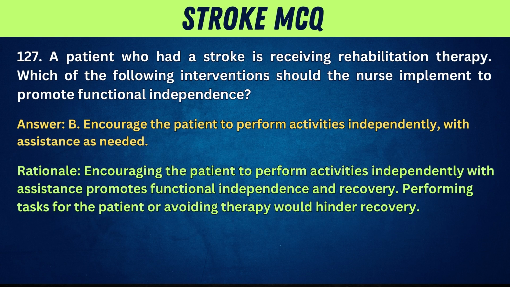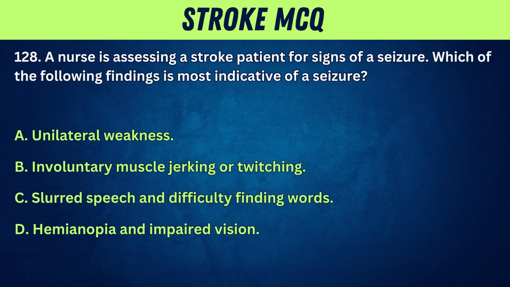B. Encourage the patient to perform activities independently, with assistance as needed. Rationale: Encouraging the patient to perform activities independently with assistance promotes functional independence and recovery. Performing tasks for the patient or avoiding therapy would hinder recovery.